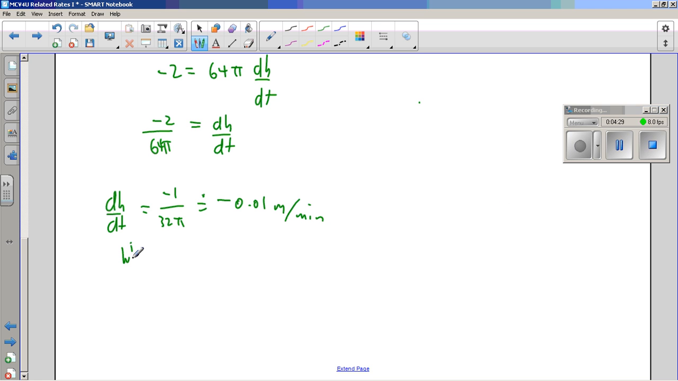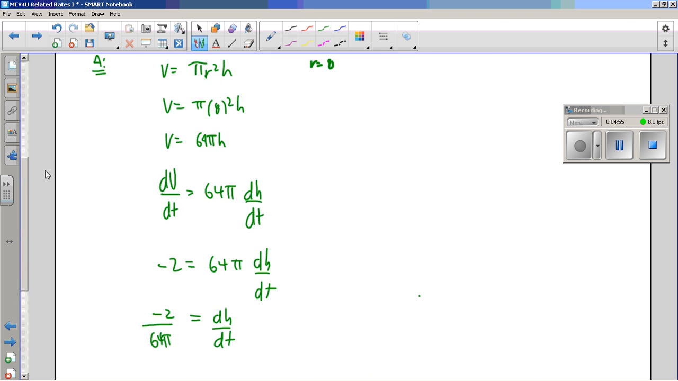Well, you know what's funny here? I'll just write the conclusion. The height was decreasing at 0.01 meters, 1 centimeter per minute.